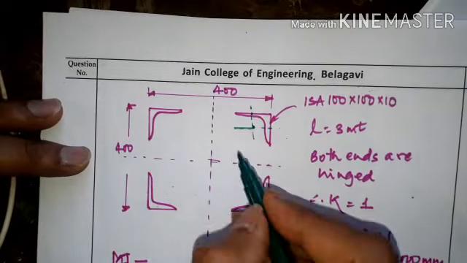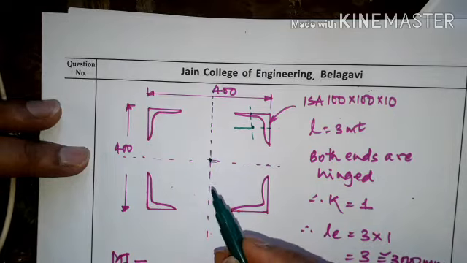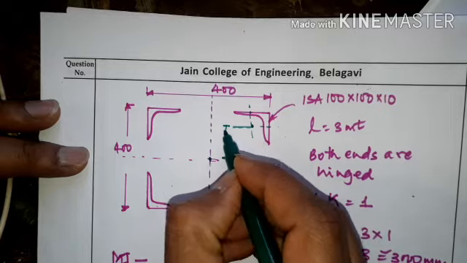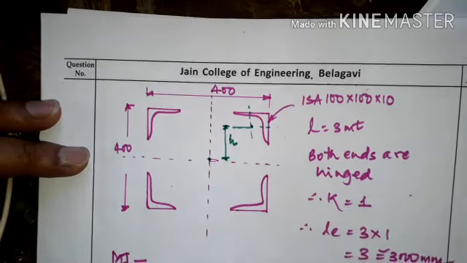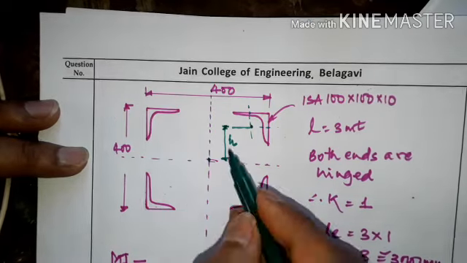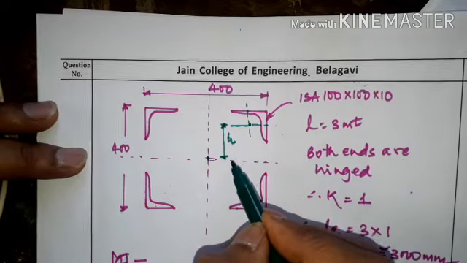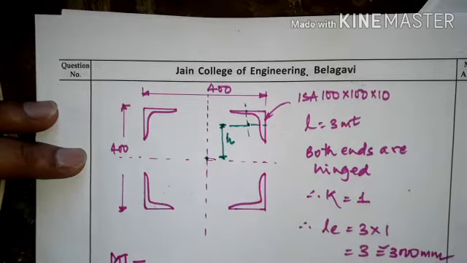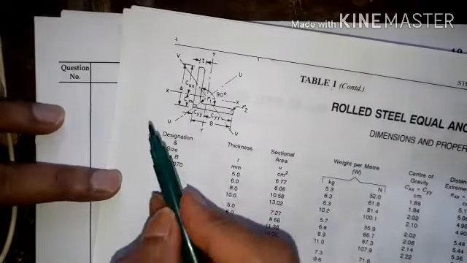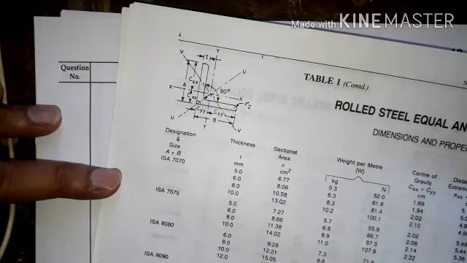Now H is nothing but the distance from the centroid of the main compression member to the centroid of the angle, meaning this value is H. That is, from the main centroidal axis to the centroidal axis of the single angle. If you check here, it is somewhere here, outside of this section, you can see the horizontal axis and vertical axis.